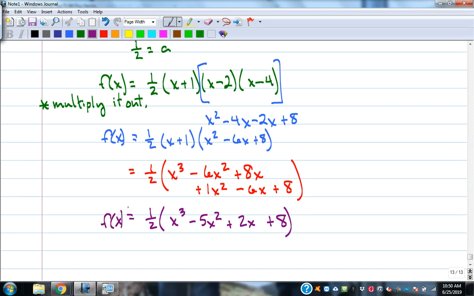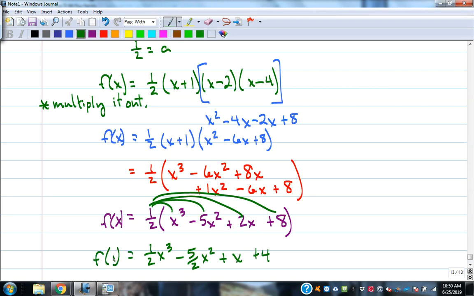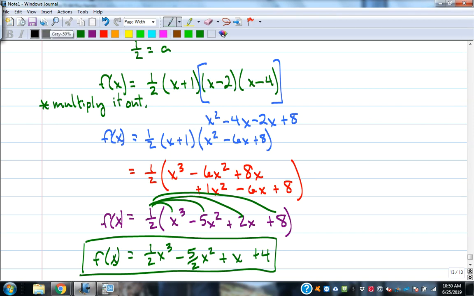Last step, multiply everybody by that number in front. So just distribute the 1/2. 1/2 x to the third minus 5 over 2 x squared plus x plus 4. And there we finally built the polynomial that has those characteristics that they told me about. Okay. So they're going to give you the zeros and another ordered pair, and then you're going to build a polynomial out of that. We're going to do a few more of those, to get different situations that they could give us here. So, all right.